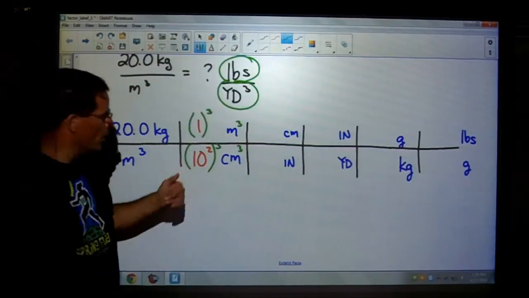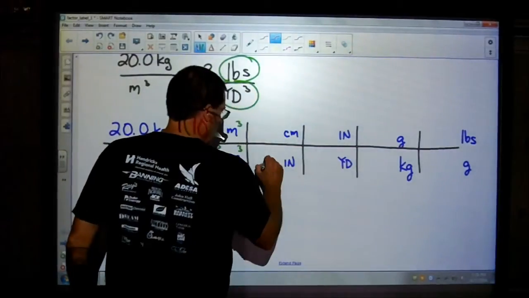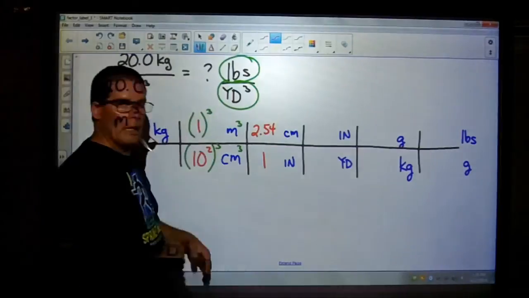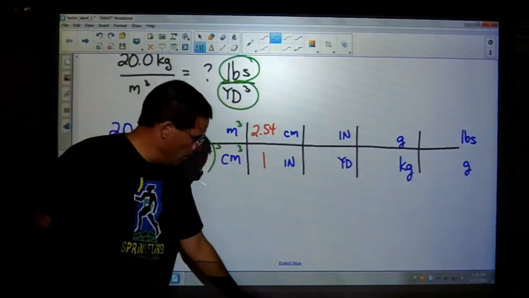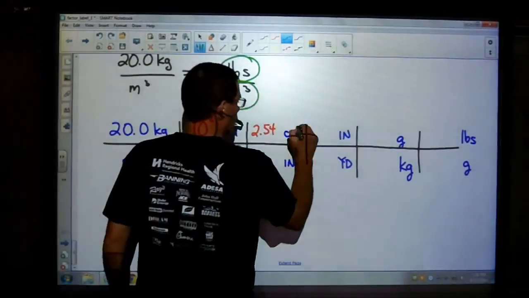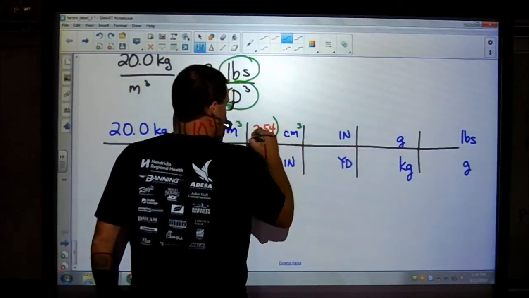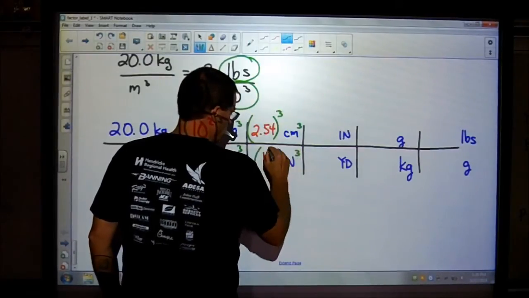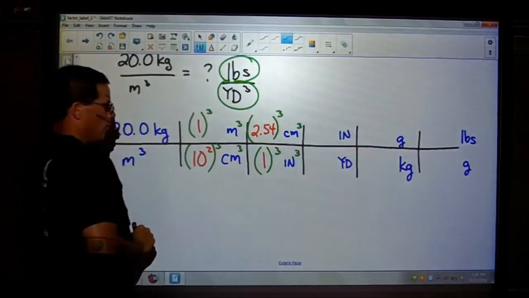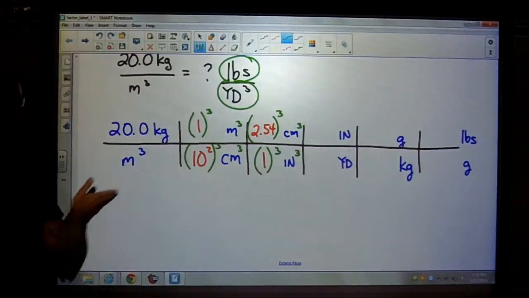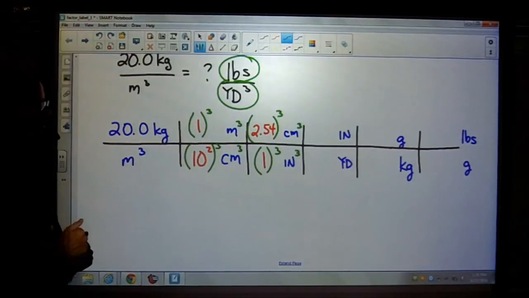Well, we know that 1 inch is larger, so put that. And then there's 2.54 centimeters in every inch. But again, this is a volume, so we need to cube these. So I'm going to cube that, which also means I need to cube that, so that we can cancel out. So now my centimeters cubed can cancel out because my meters cubed have already canceled out.